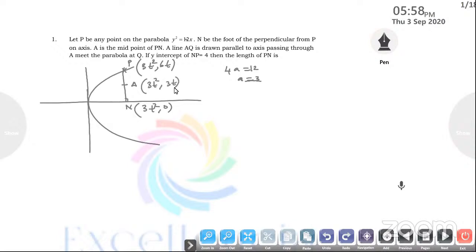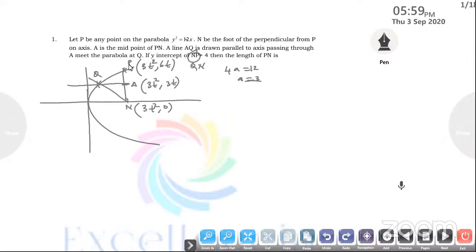And given a line AQ is drawn parallel to axis passing through A. So we are drawing a line parallel to axis through the point A, and this meets the parabola at the point Q. And given that the y-intercept of NP, it's not NP, there is a mistake here, this will be QN. Y-intercept of QN is equal to 4, the y-intercept of this line is given. Then we have to find out the distance PN.